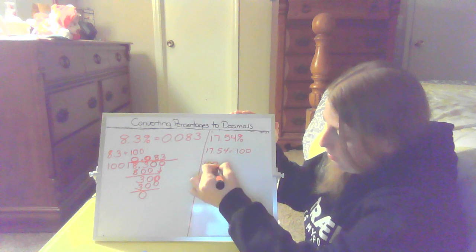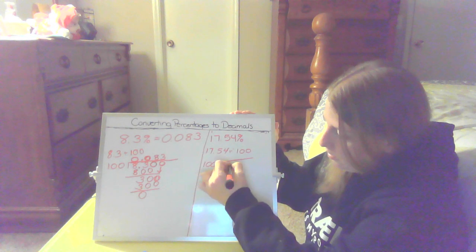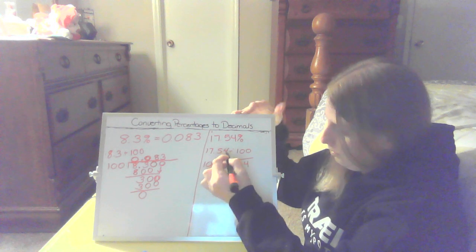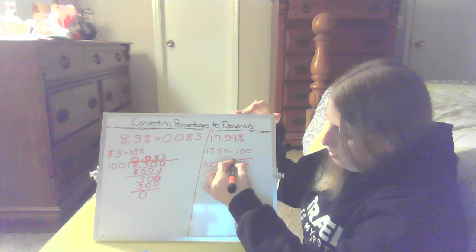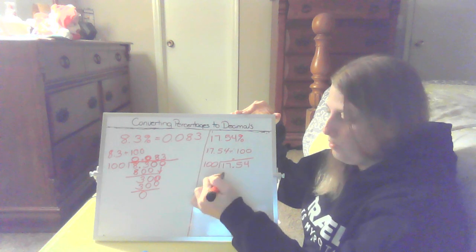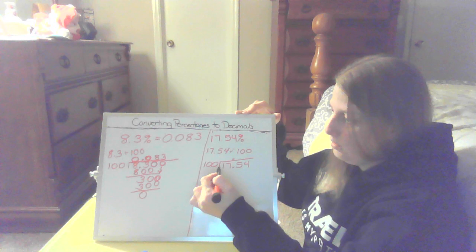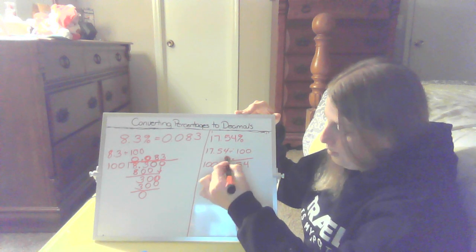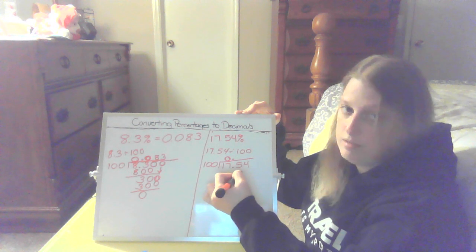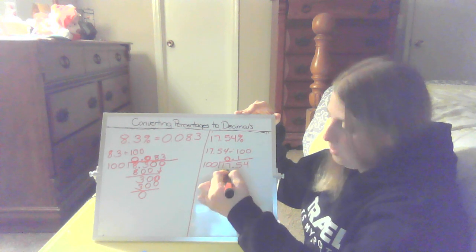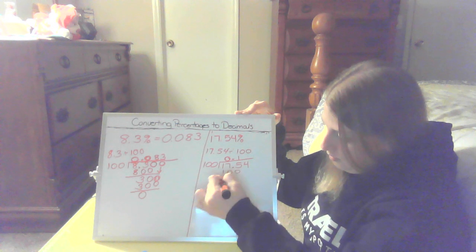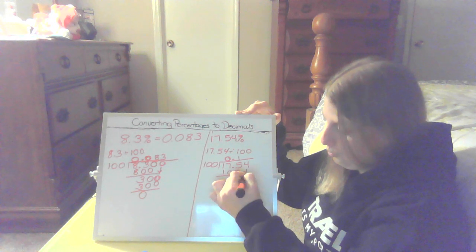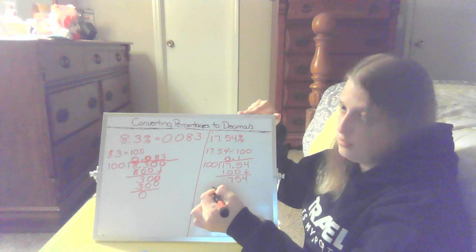100 on the outside and 17.54 on the inside. Okay? So we'll put our decimal point there. We know that 100 cannot go into 17, so we're going to put a 0 there. But we do know that it can go into 175 one time. So that's going to give us 100. Okay? And then 175 minus 100 is 75. And we're going to bring down this 4, which is going to give us 754.